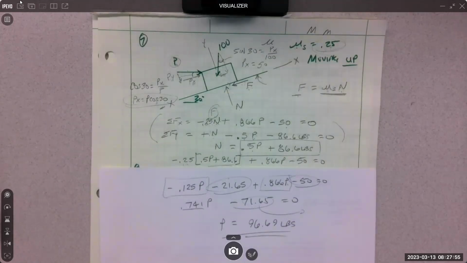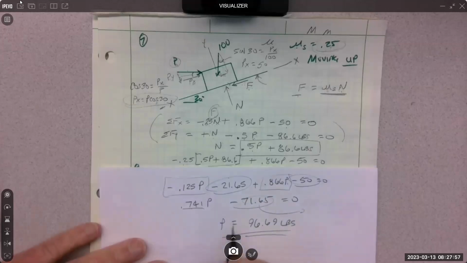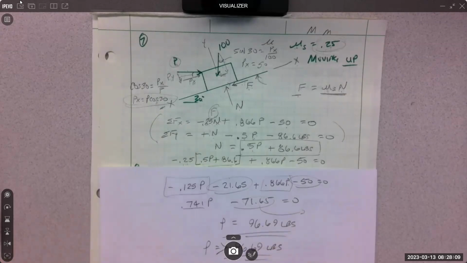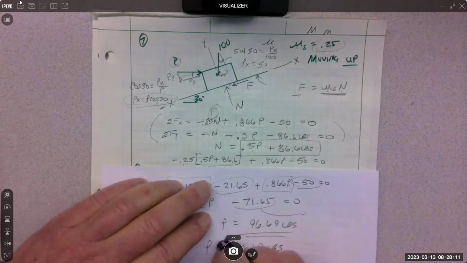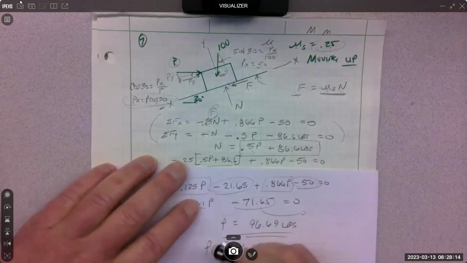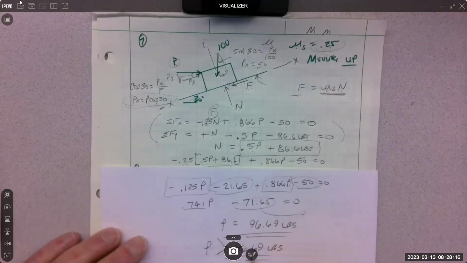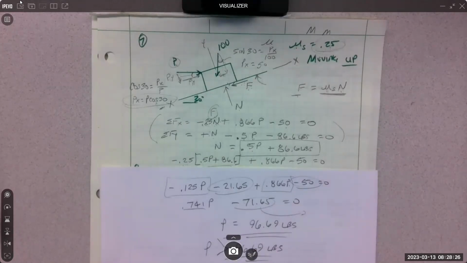So the true answer is P would equal anything greater than 96.69. Yeah, it's actually not equal to. To get it to move, it would have to be greater than 96.69, because 96.69 is still static. It's the maximum you could push and it wouldn't move actually. So anything greater than that, and it goes.